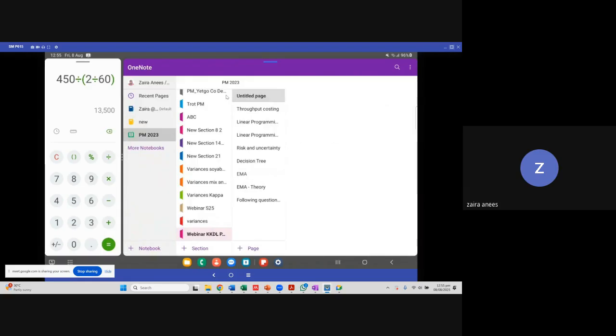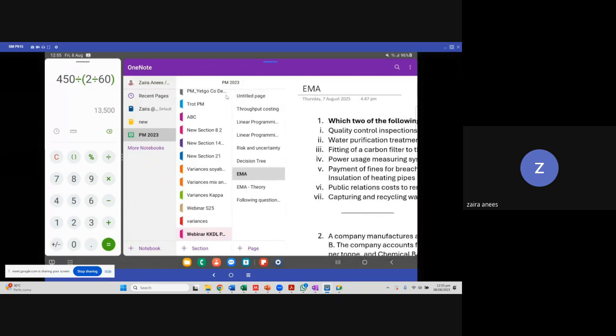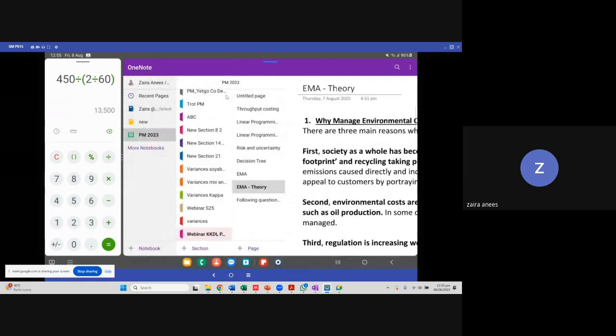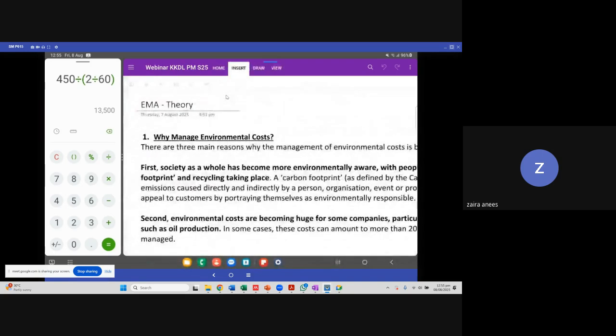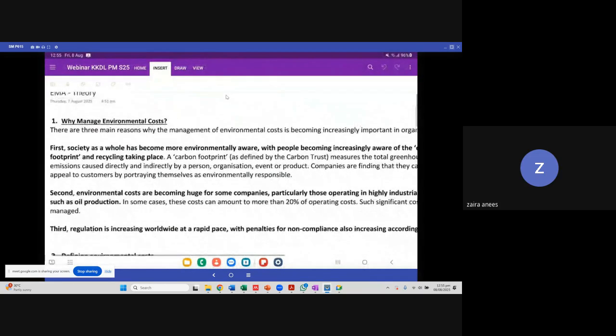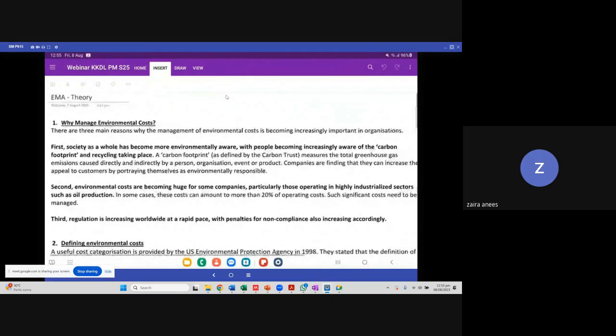Now I am moving to environmental management accounting, and then we will do the risk and uncertainty part because we already did a lot of calculations and everything. So let's do some theoretical things, right? Easier, we can do it in 15-20 minutes.